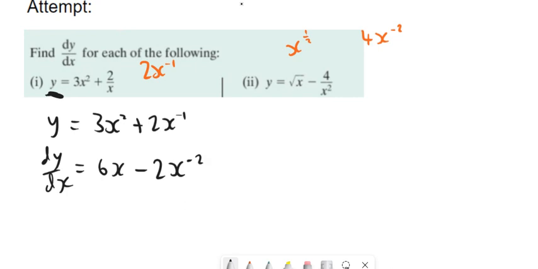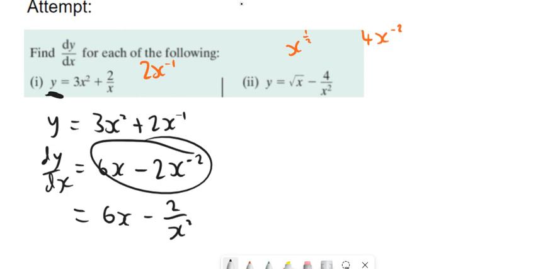So that's my answer then, and I could change it back so that I've got a positive x power in the second part there, so minus 2 over x squared. I could change it back to that if I want, but you don't need to. That there is fine for the answer if you're asked for that.